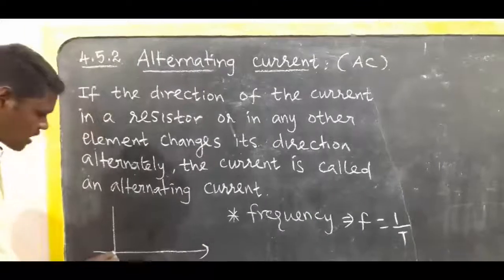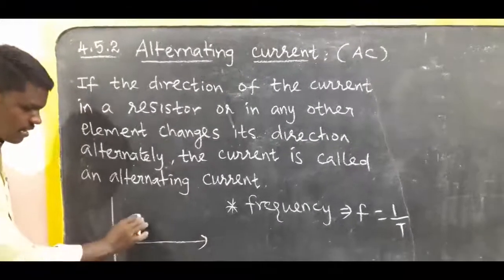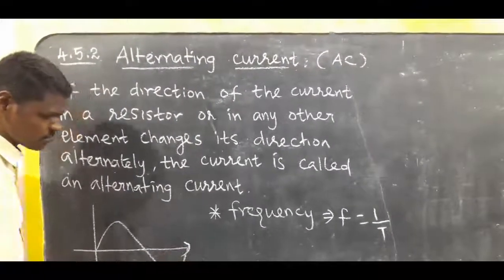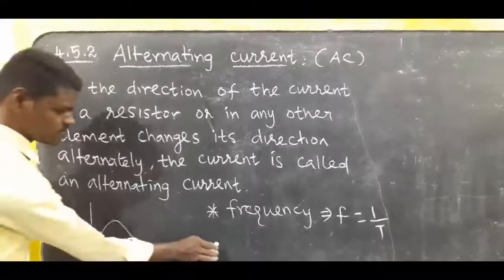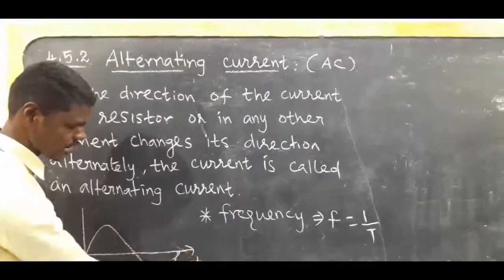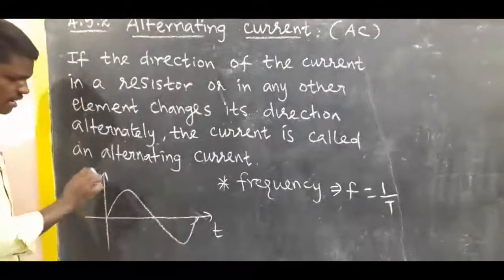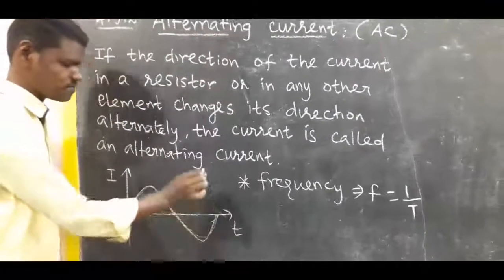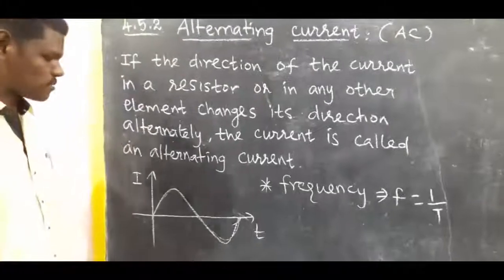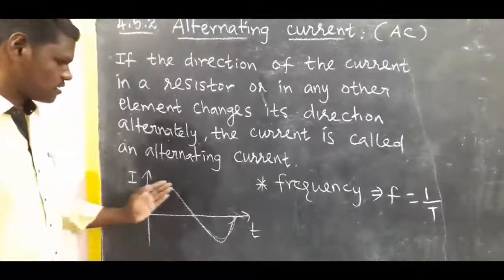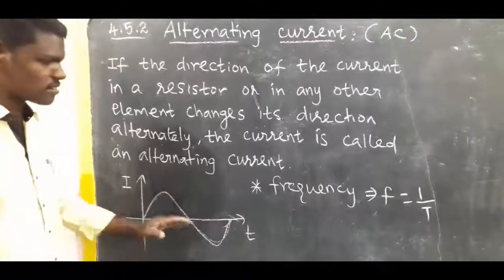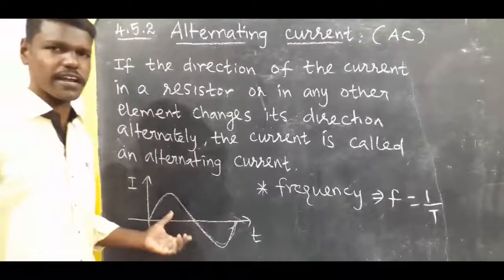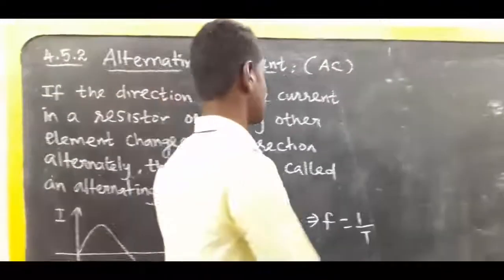This is the wave representation, or symbol, of a sine wave. This is the time and this is the current. The current varies uniformly with time, and that sinusoidal wave represents alternating current.